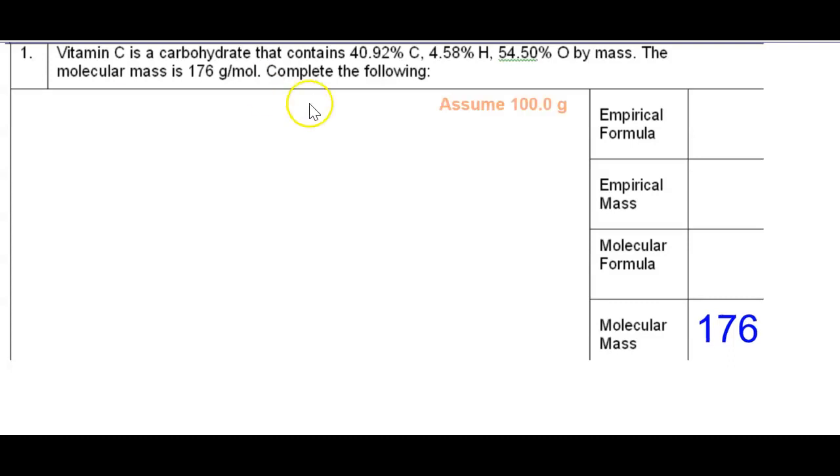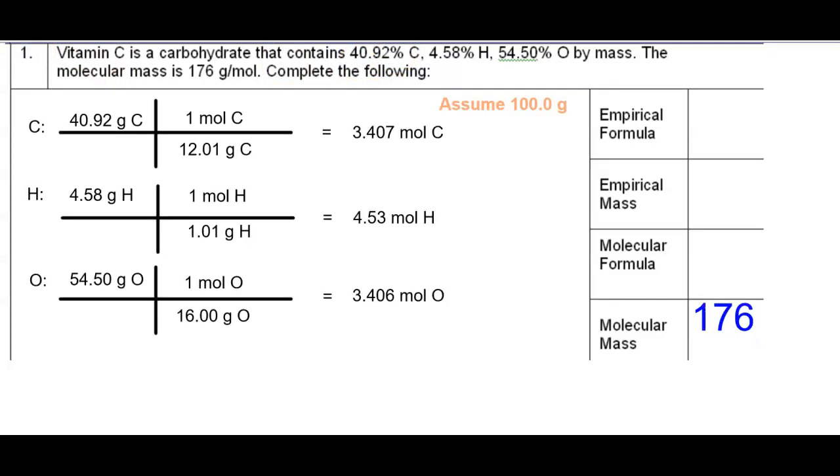So we're going to say assume 100 grams because we do have to perform the first step, percent to mass, because we have everything in percentages. Remember when we say assume 100 grams? That means that if I have a 100 gram sample, 40.92% would be 40.92 grams. So the next step of the poem is mass to mole. So we take each of their masses and divide them by the periodic table number to get our moles.